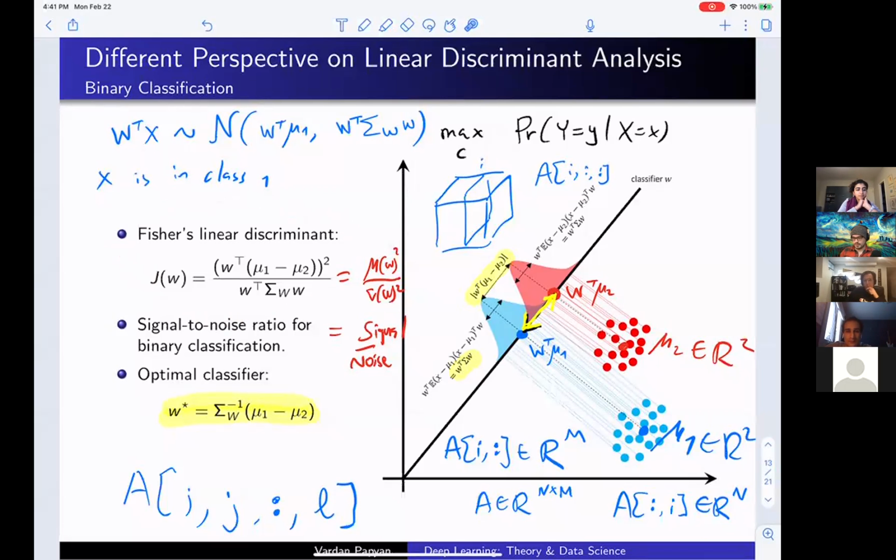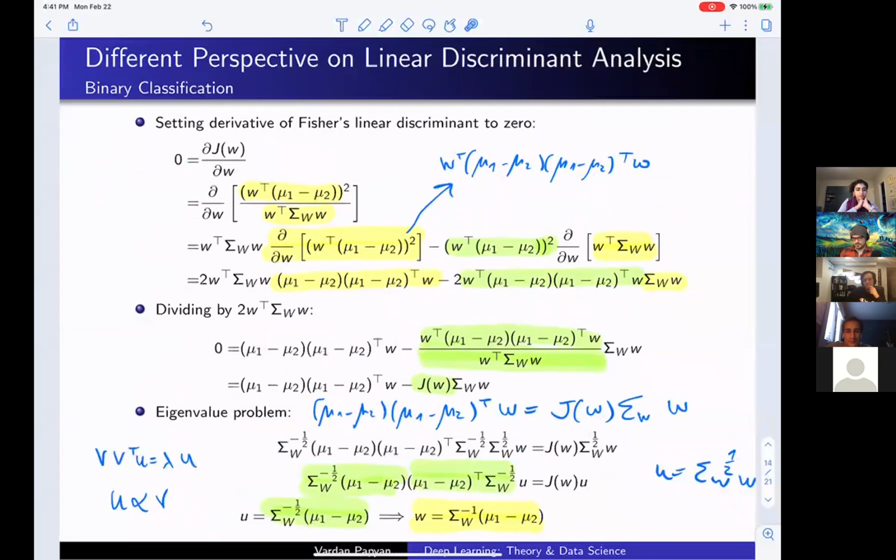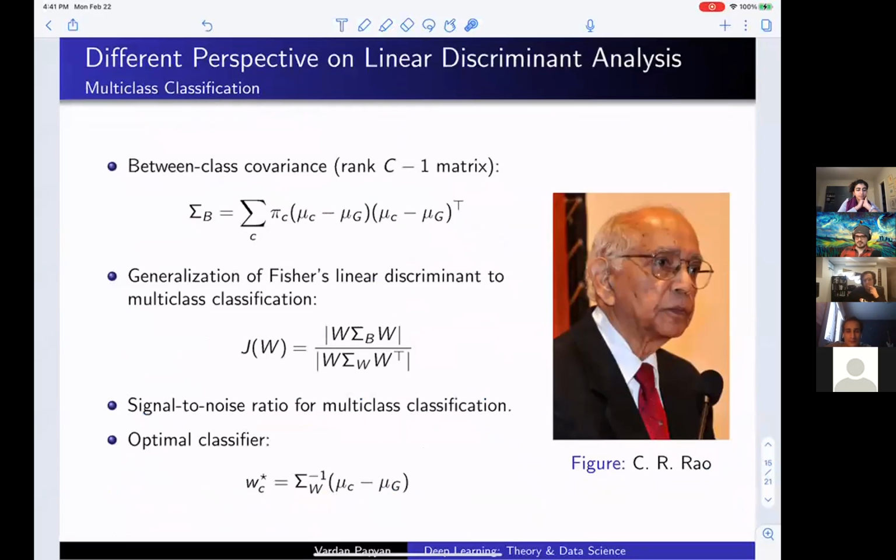Okay, so here's the proof. I won't go over it again. This is where we stopped last lecture. And this is when another individual comes into play by the name of C.R. Rao. Here you can see a picture of C.R. Rao. Now, what C.R. Rao did was he generalized the linear discriminant analysis to multi-class, to many classes.